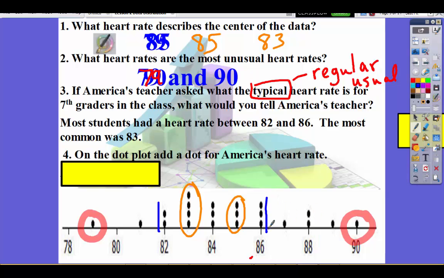If I want, I can say 82 and 88 because there's a high number over here. But I'm looking for my regular or usual. So I'm going to say that most students had a heart rate between 82 and 86. The most common was that 83 beats per minute.